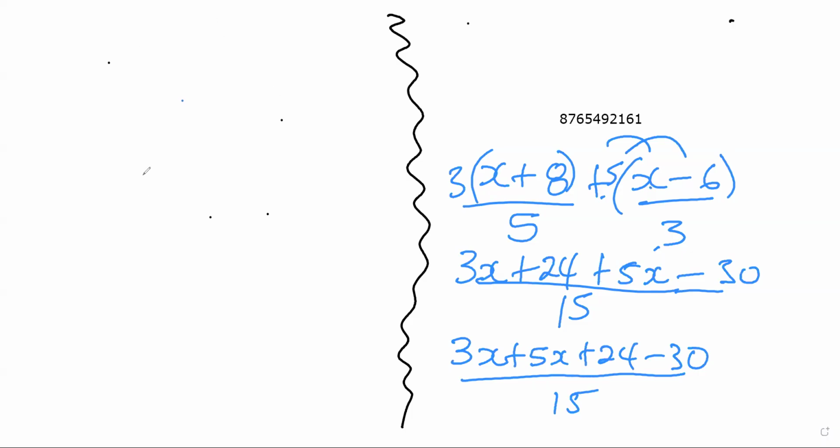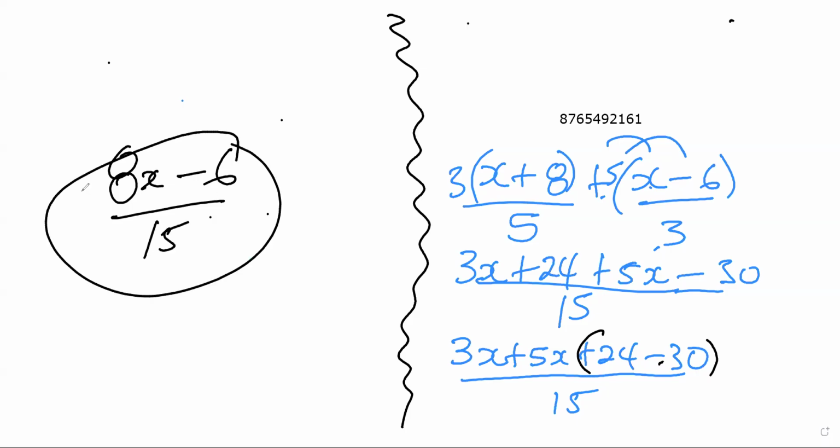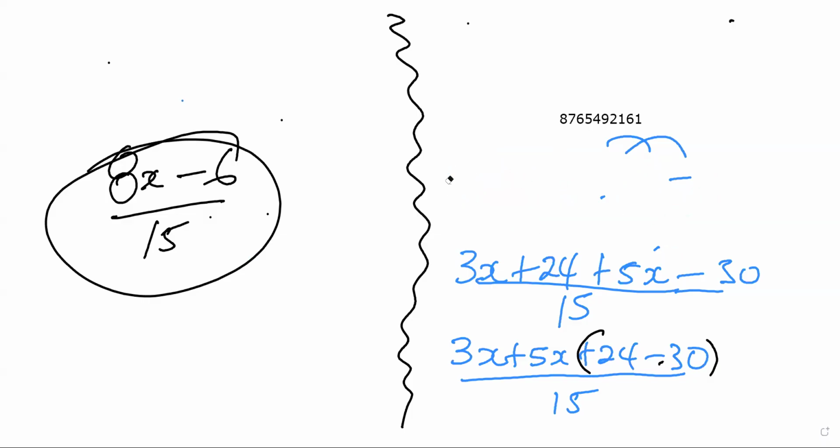So we color this. 24 minus 30 is minus 6 over 15. Good job, guys. Alright. You guys did well though. Awesome job.